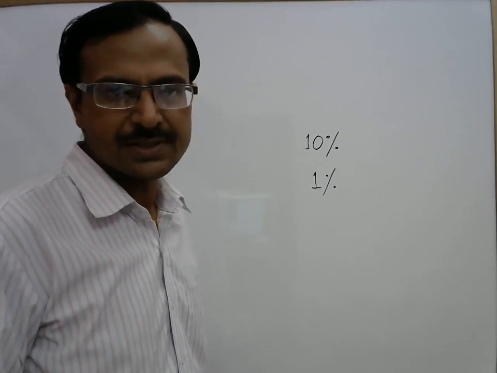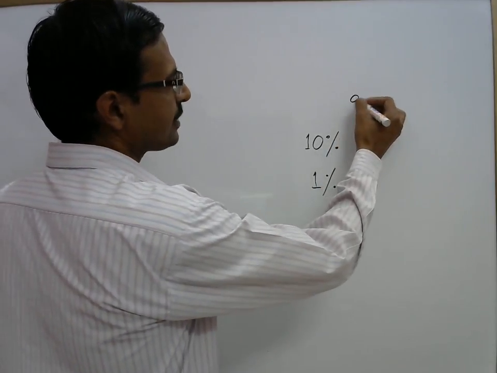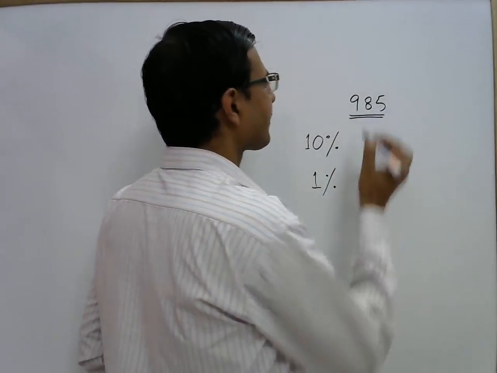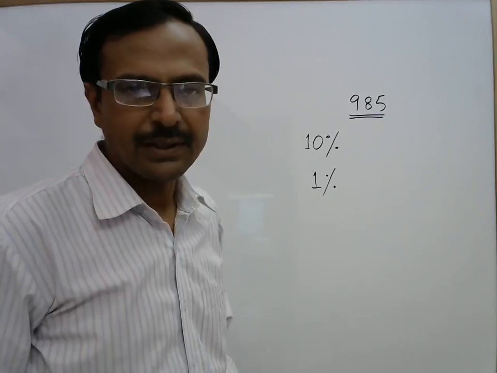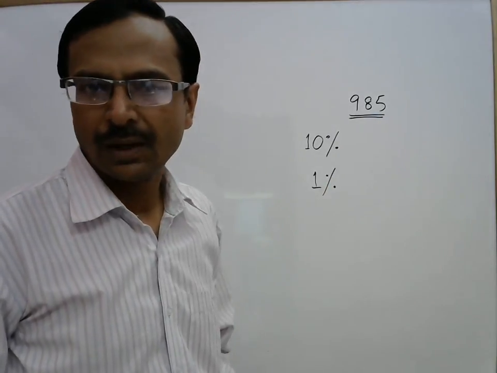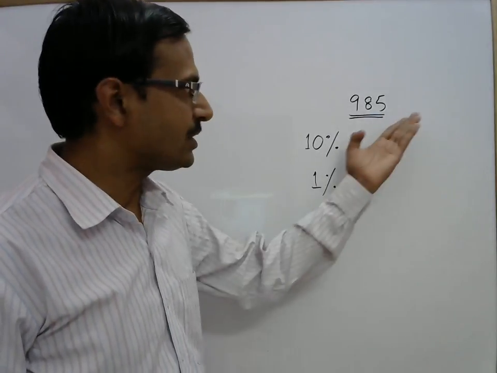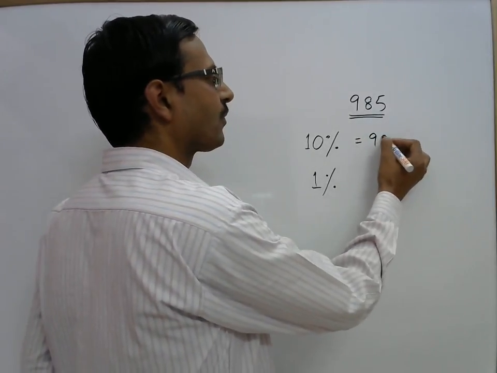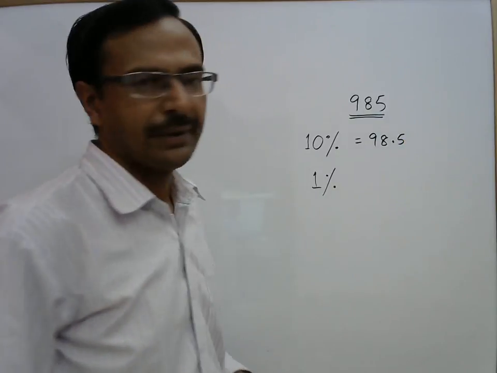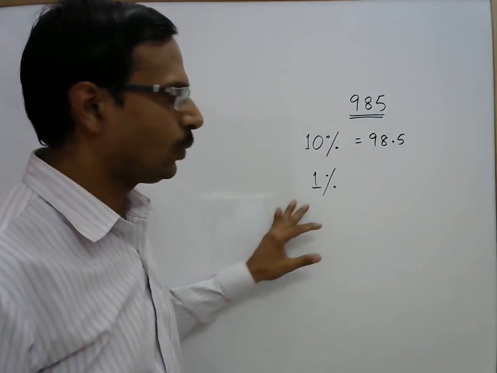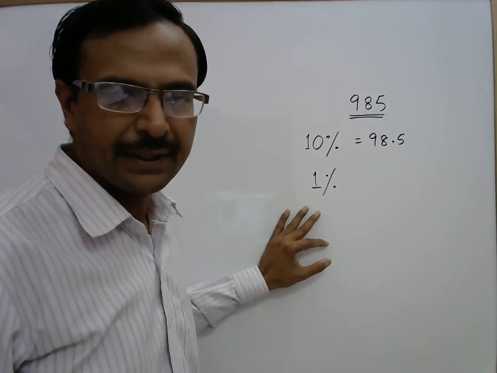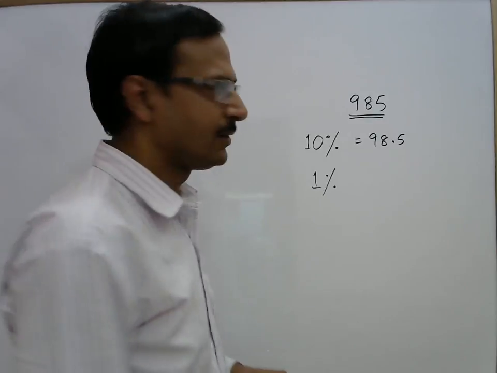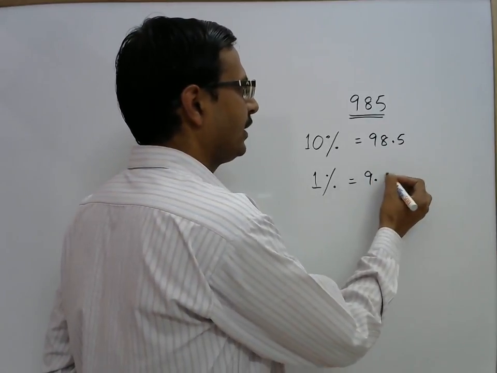Now, how do we go about this? Suppose we have the number 985. If you want to calculate 10% of 985, you can just put a decimal one digit from the right side. So that is 98.5. And if you want to calculate 1%, then just put a decimal two digits from the right side. That is 9.85.